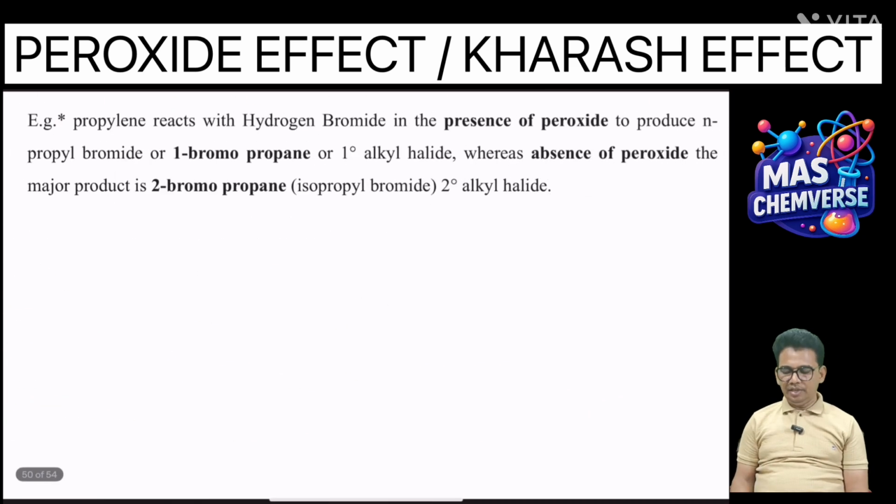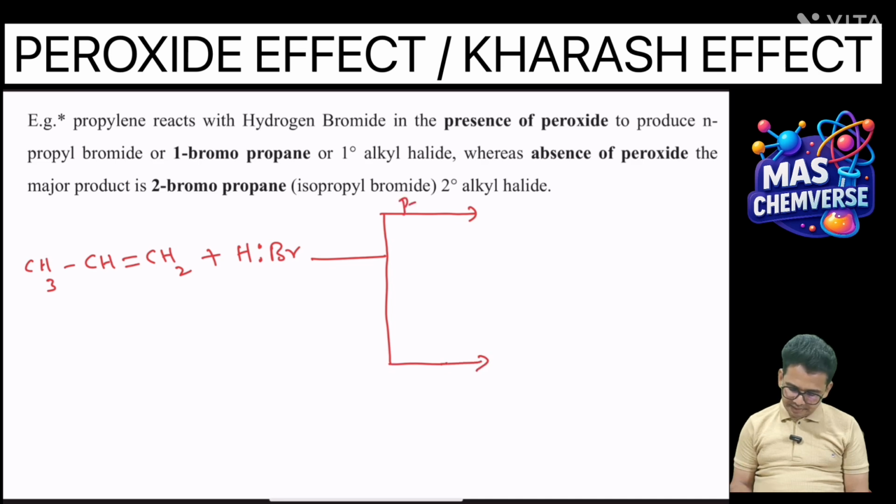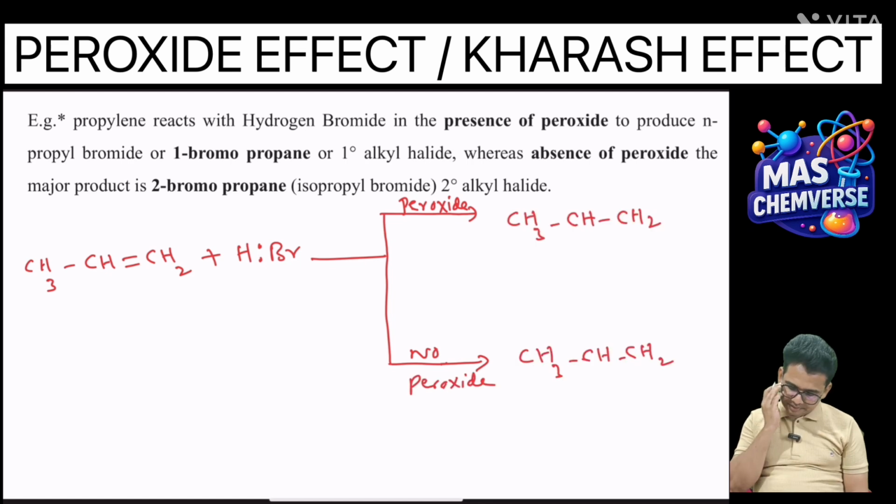In comparison, I will tell you what exactly happens in the presence of peroxide and the absence of peroxide. I will write the same HBr, hydrogen bromide, in two reactions. Here I will take the peroxide, here no peroxide. Just see what products it produces. In the presence of peroxide, hydrogen goes to the carbon which has fewer hydrogens, and bromine goes to the carbon which has more hydrogens.